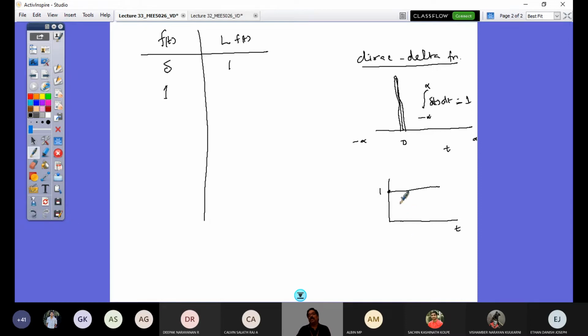So this is what is called a step function. At t equal to 0, I have f of t is 1. For t greater than or equal to 0, it is 1. And f of t is 0 when t is less than 0. So this is how I define my unit step function.